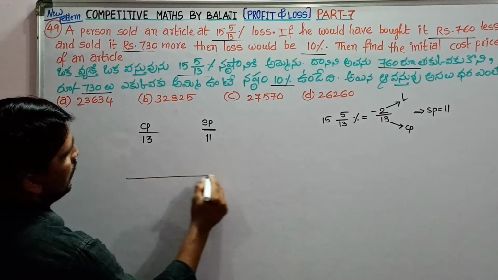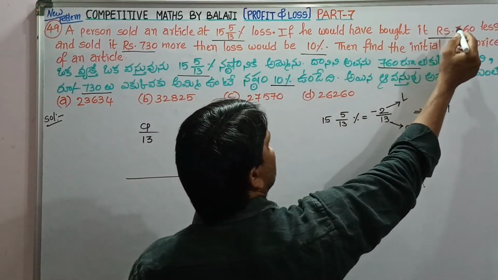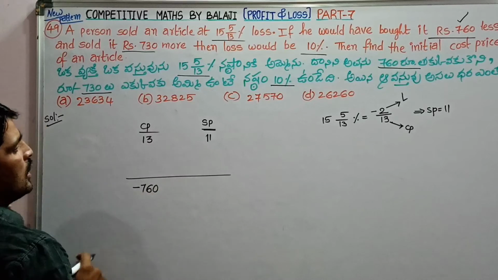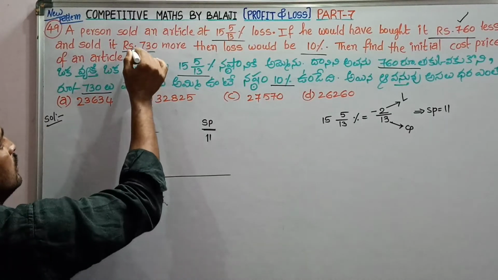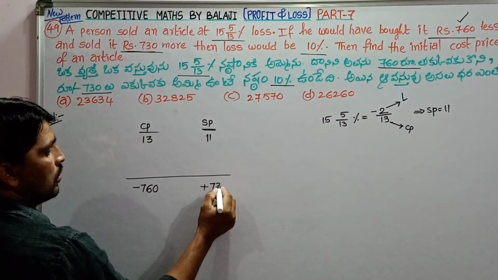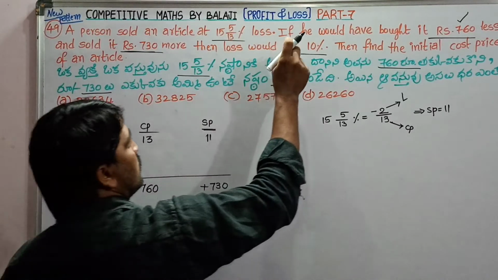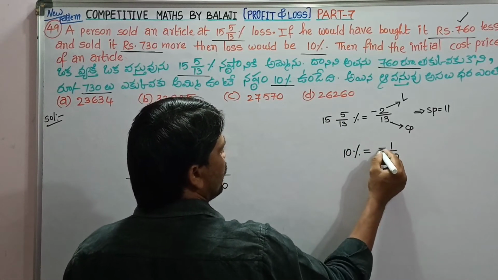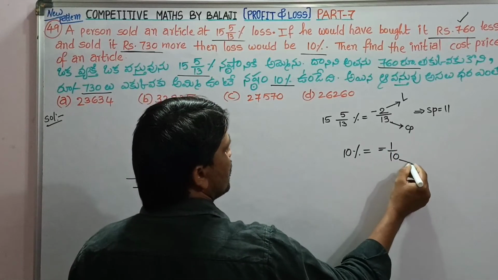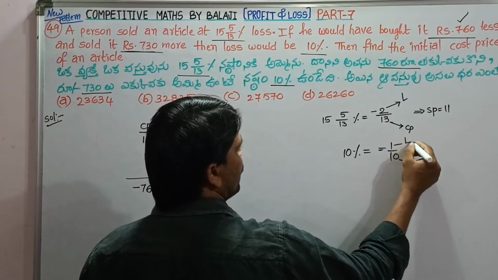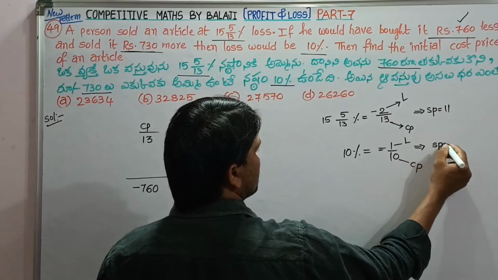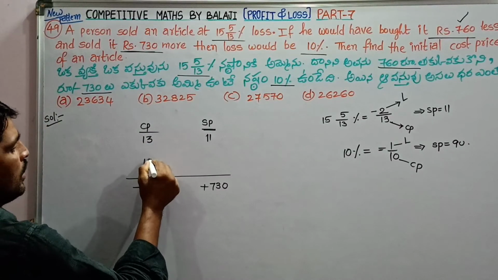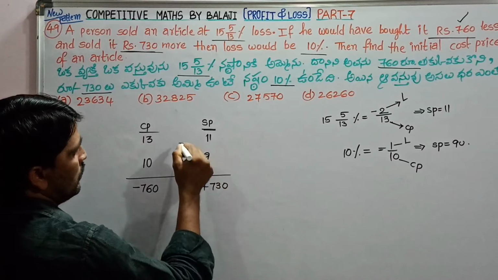And if he would have bought rupees 760 less, if cost price is 760 less and selling price is 730 more, then the loss would be 10%. That is, what is the 10% fraction value? That is 1 by 10. Negative symbol denotes there is a loss. That means CP is 10 units, there is a loss 1 unit. In this case, SP is 9 units. So CP is SP becomes 10 to 9.